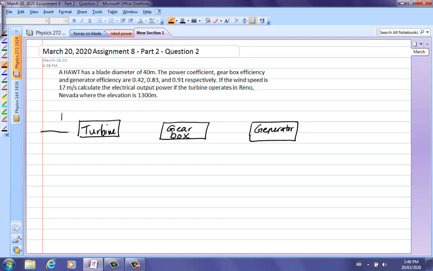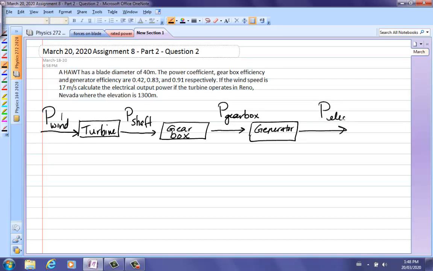Okay, so the power in the wind is your input. Then that turns into power in the shaft of the turbine, which turns, we'll call this power of the gearbox, coming out of the gearbox. And then out of the generator is coming the electrical power. And each of these processes has an efficiency associated with it.